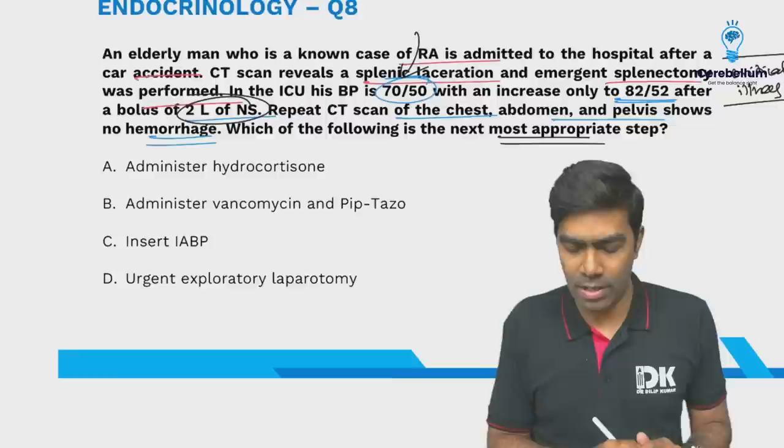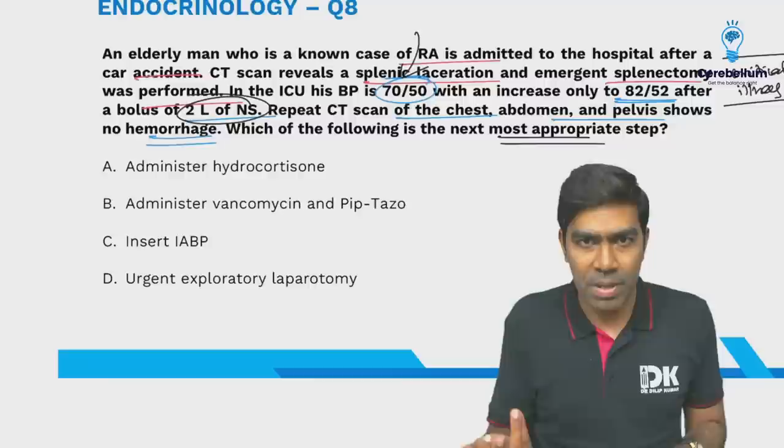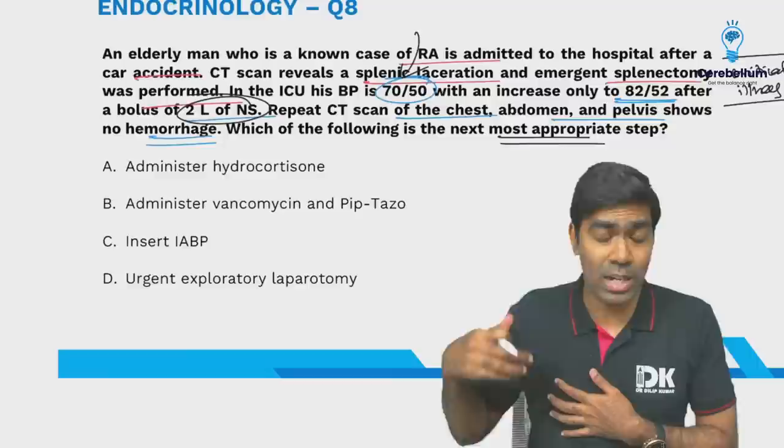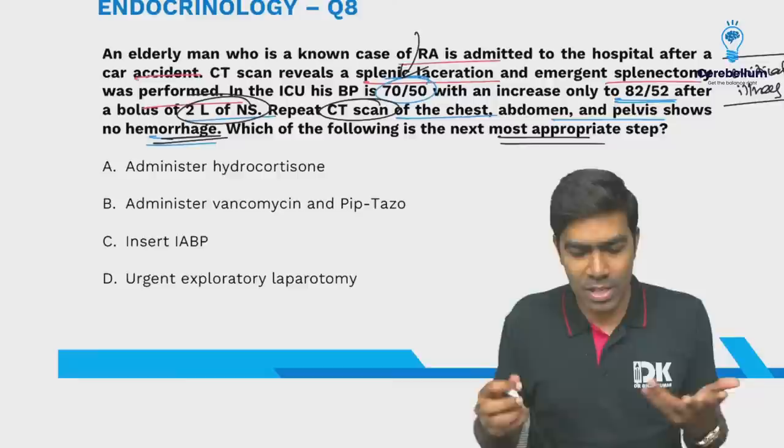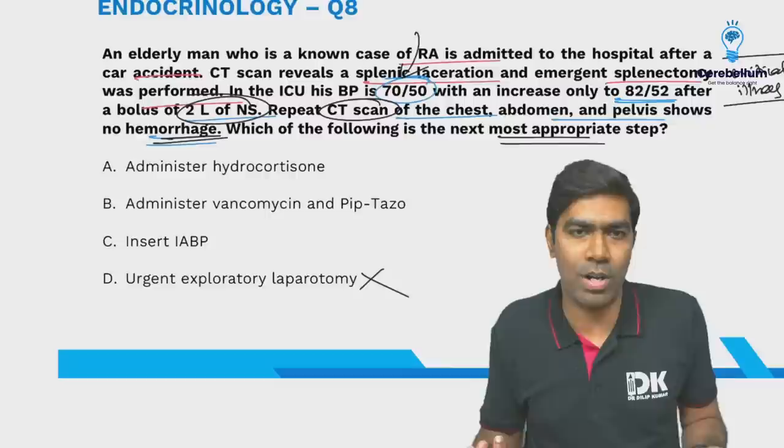And in this situation, first you have to suspect hemorrhage because the patient is already having a splenic laceration and underwent an emergency splenectomy. So you have to rule out hemorrhage first because there could be some ongoing hemorrhage. That's why they have done the repeat CT scan of the chest, abdomen and pelvis, but there was no evidence of hemorrhage. See, without evidence of hemorrhage, how can you go for exploratory laparotomy? That's ruled out. There is no hemorrhage. Then why I need to do another exploratory laparotomy?